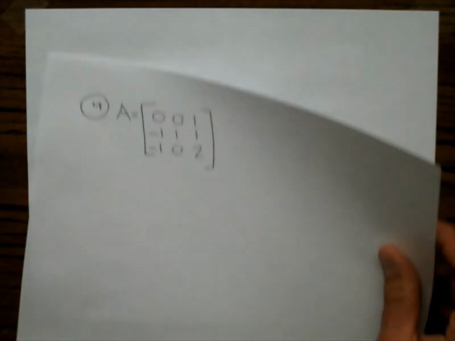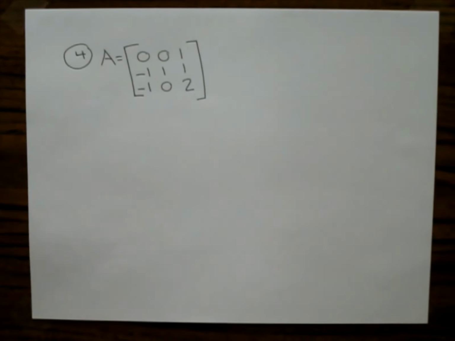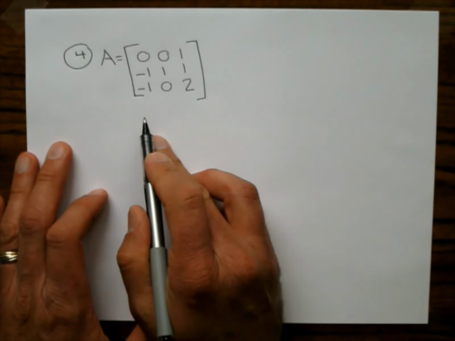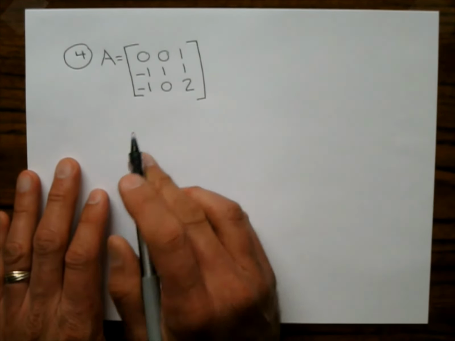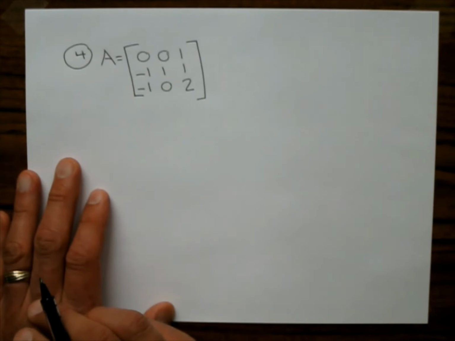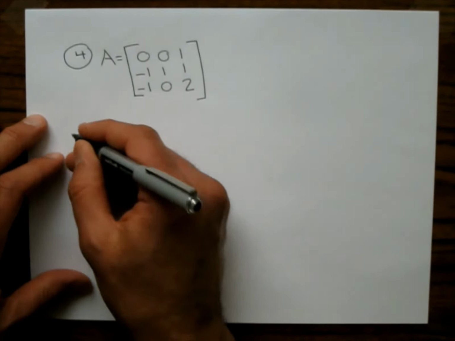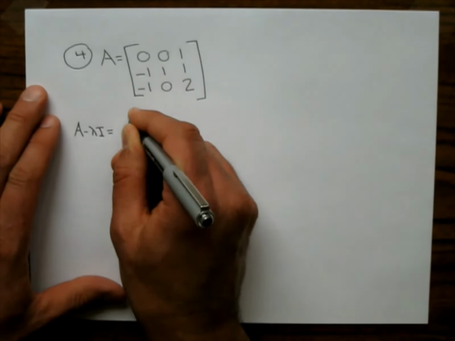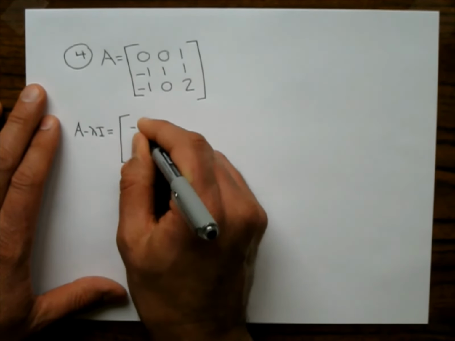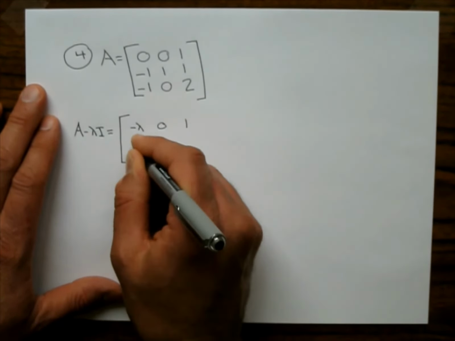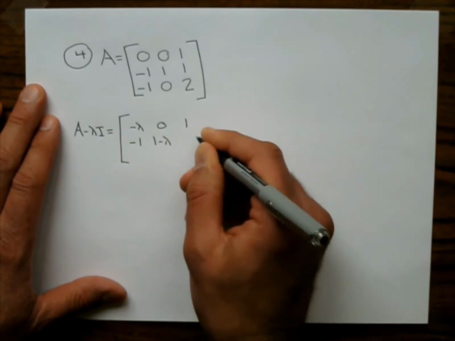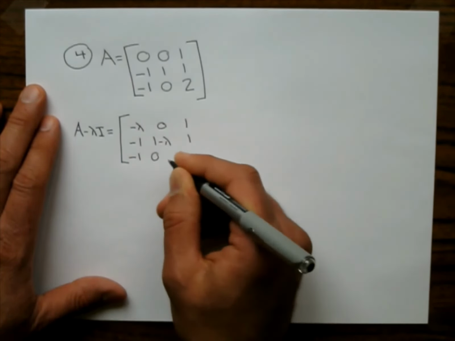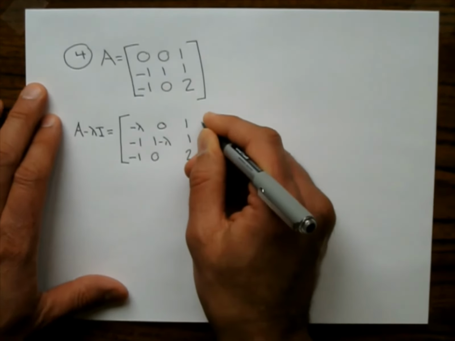So problem number 4 looks like that. That's our matrix there. And we're trying to solve the system of differential equations, vector x prime equals A times vector x. And the first thing we do in all these problems is go A minus lambda I, which happens to be negative lambda, 0, 1, negative 1, 1 minus lambda, 1, negative 1, 0, 2 minus lambda.